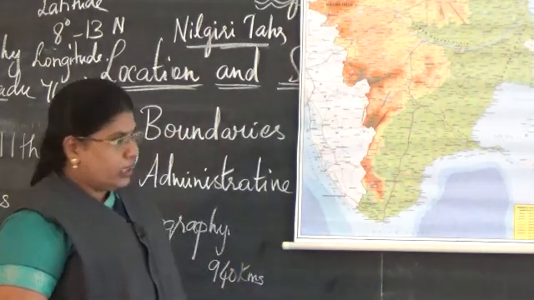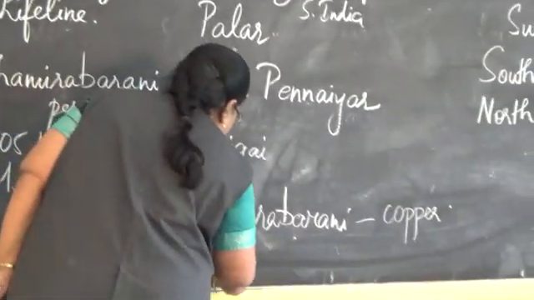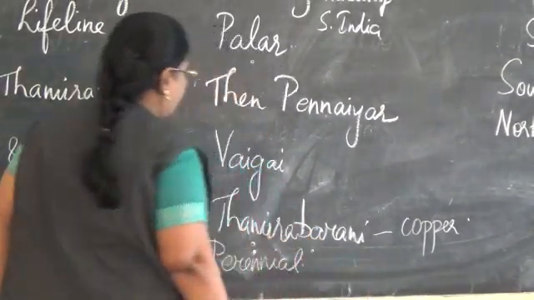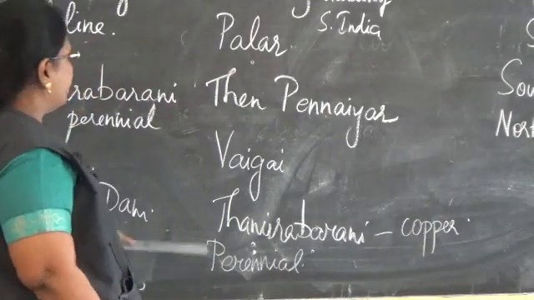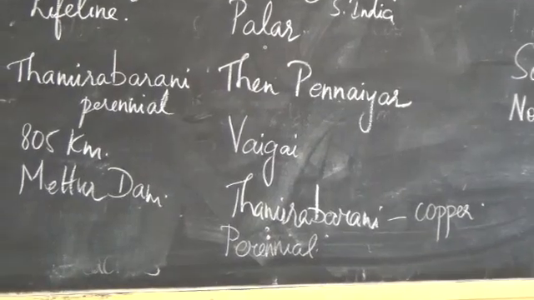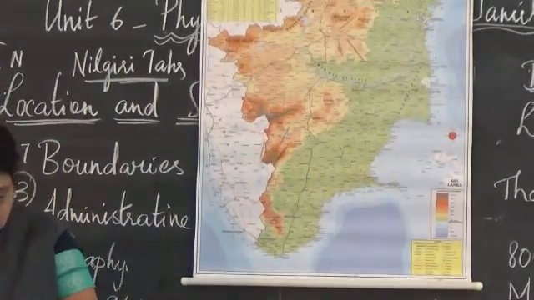It is the only perennial river in South India. Already I told you what a perennial river is. It gets water throughout the year. It gets water from both the monsoons, that is the southwest and the northeast monsoon.